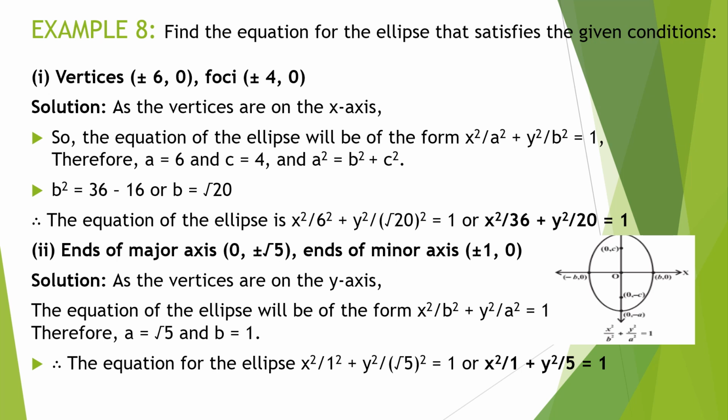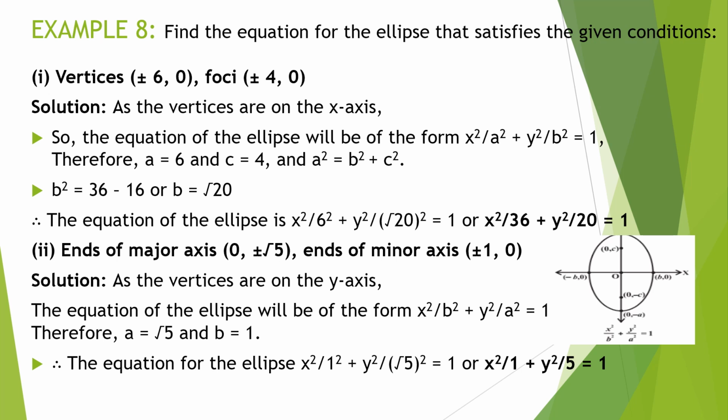In the second case, we are given the ends of the major axis and the ends of the minor axis. I have shown in the diagram to make it clear that first of all, the vertices are on the y-axis. Why? Because the major axis is of the form (0, ±a). That means it is on the y-axis. So the equation of the ellipse will be x square upon b square plus y square upon a square equal to 1. Now ends of major axis are (0, ±a). So what is a? A is root 5.